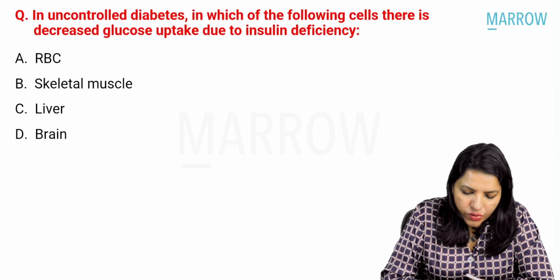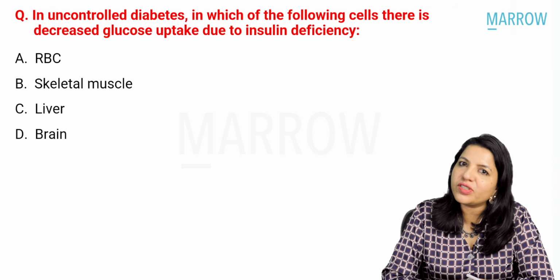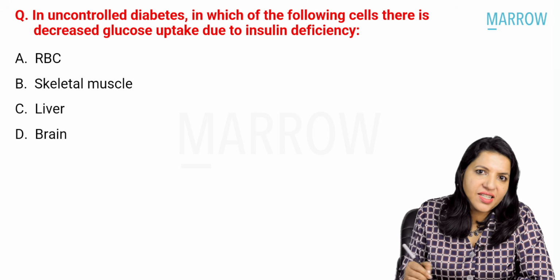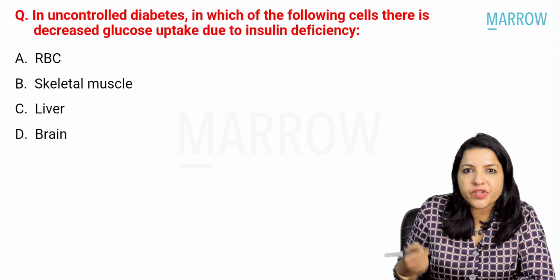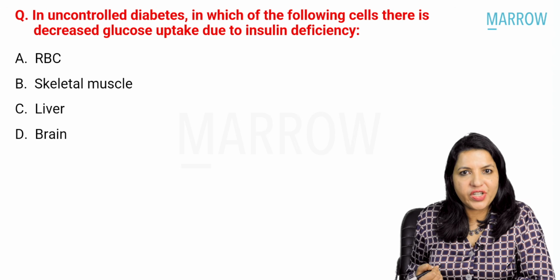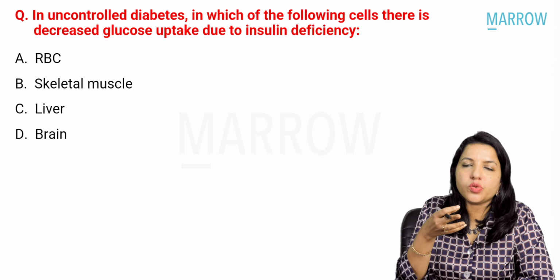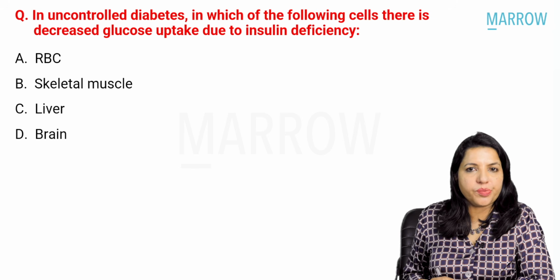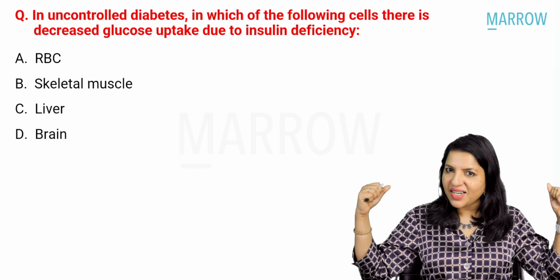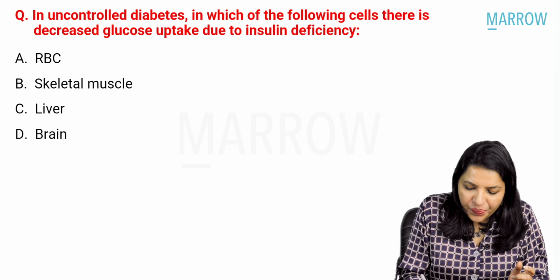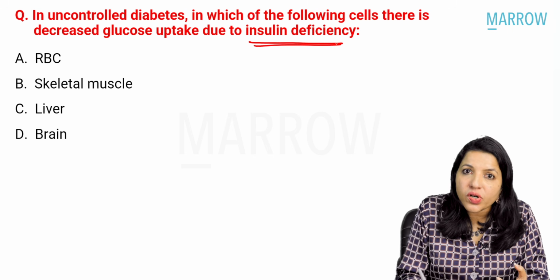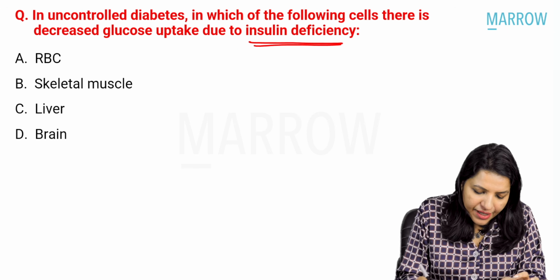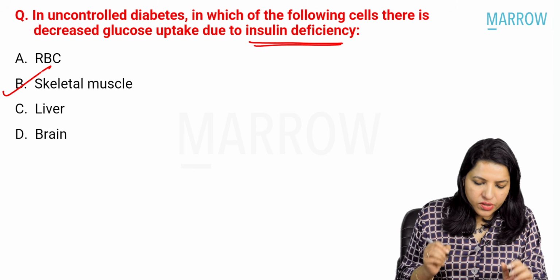The next question is, in uncontrolled diabetes, in which of the following cells is there decreased glucose uptake? Insulin-dependent glucose transporters are asked in various ways. Last time it was asked like, after exercise, in which organ is the glucose transporter elevated. All these questions point towards the insulin-dependent glucose transporter. Where is it present? In the heart, the skeletal muscle, and the adipose tissue, right? So if there is insulin deficiency, glucose uptake is reduced at the insulin-dependent glucose transporter location, and that should be skeletal muscle. So the answer is B.